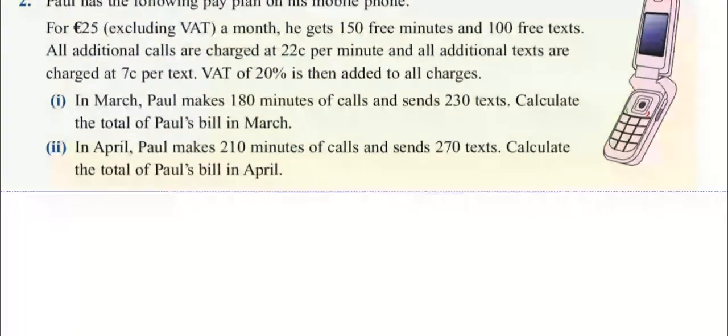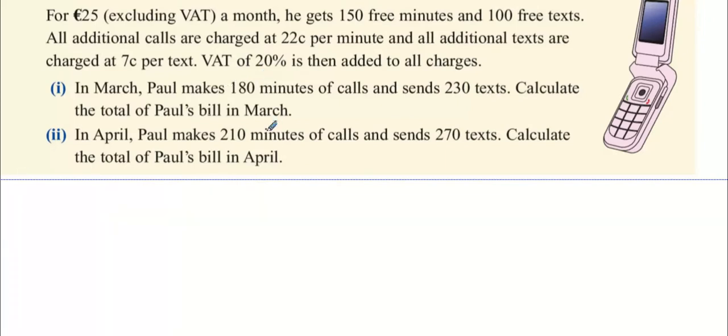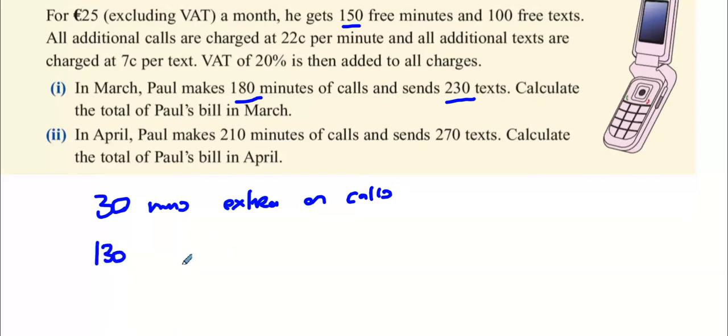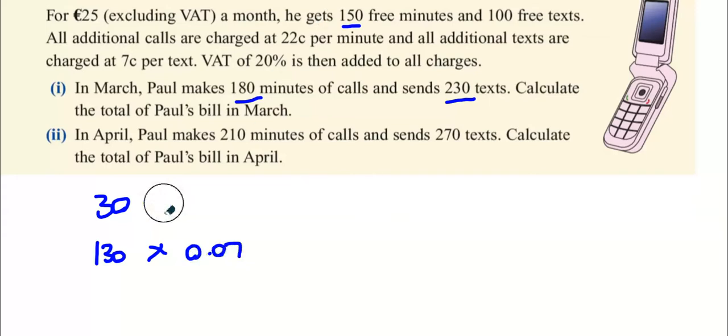In March, Paul makes 180 minutes of calls and sends 230 texts. So he makes 30 minutes extra on calls, and then he also makes 130 extra texts. So 7 cents for each extra text and 22 cents for each extra minute he was on the calls. Okay.